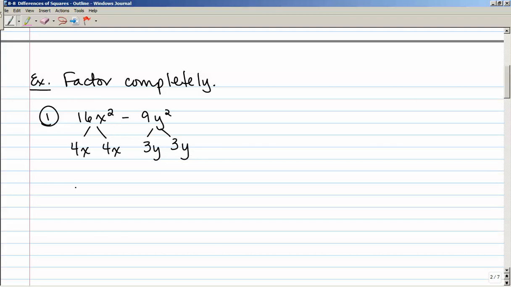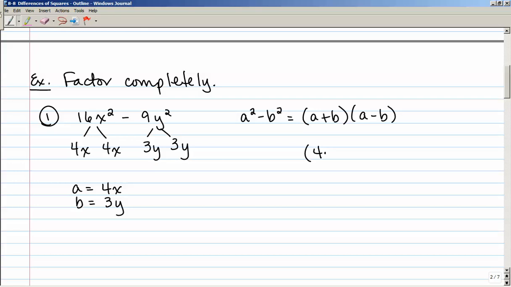So using the formula, a would be equal to 4x, b would be equal to 3y, and then a squared minus b squared equals a plus b times a minus b. So my final answer is going to be 4x plus 3y, because 4x is a, 3y is b, times 4x minus 3y. So the same terms in the same positions, one's a plus, one's a minus. And that's your final answer.